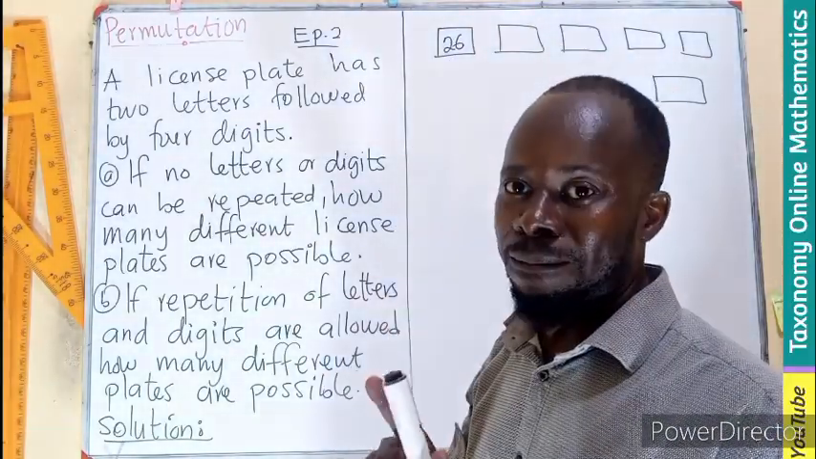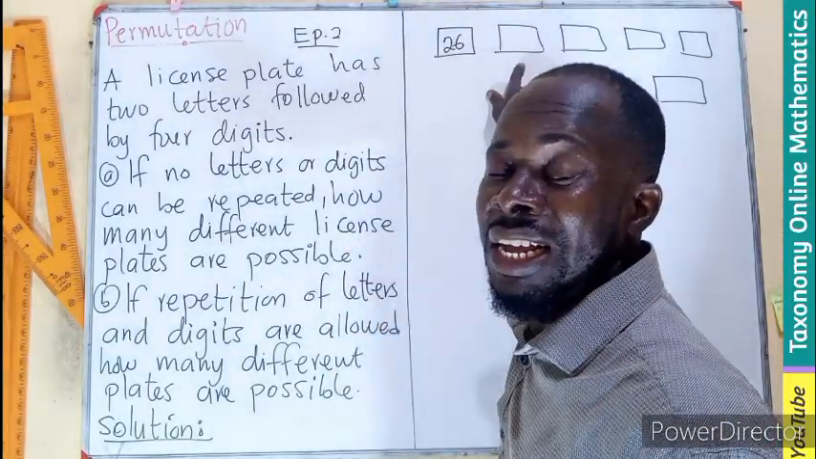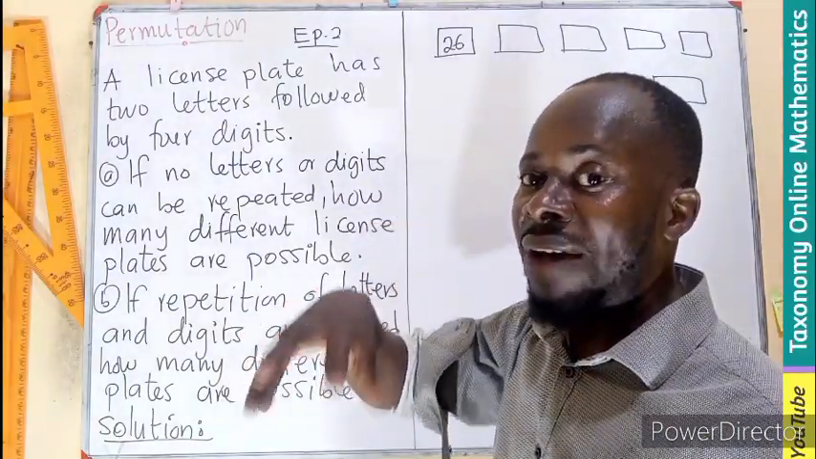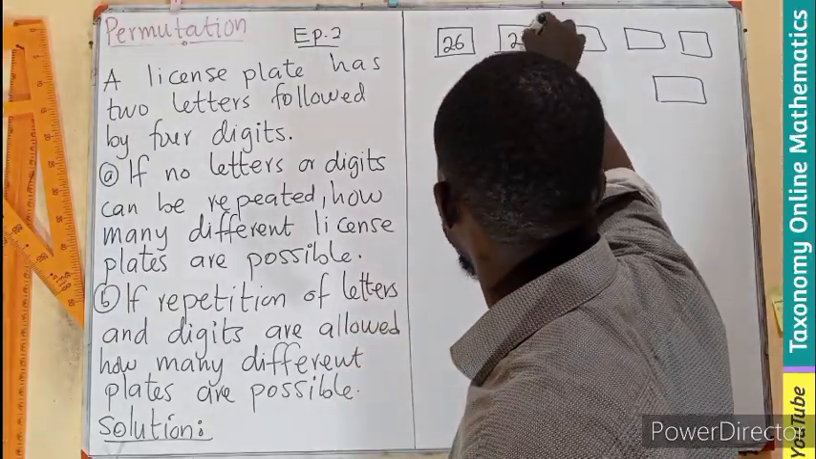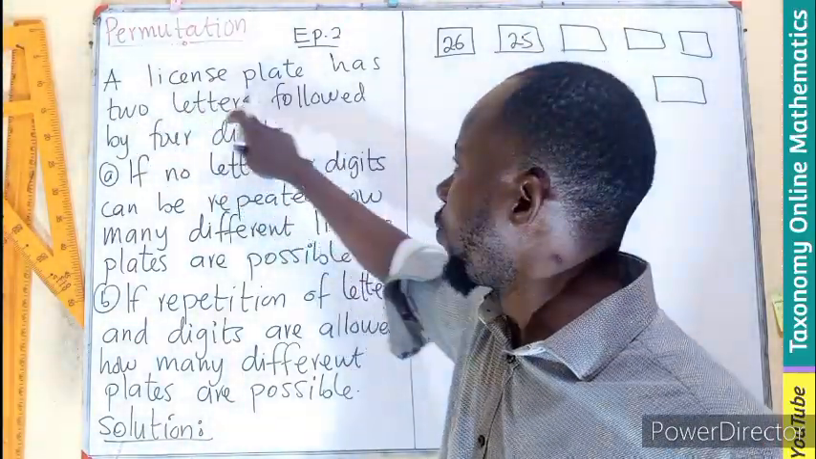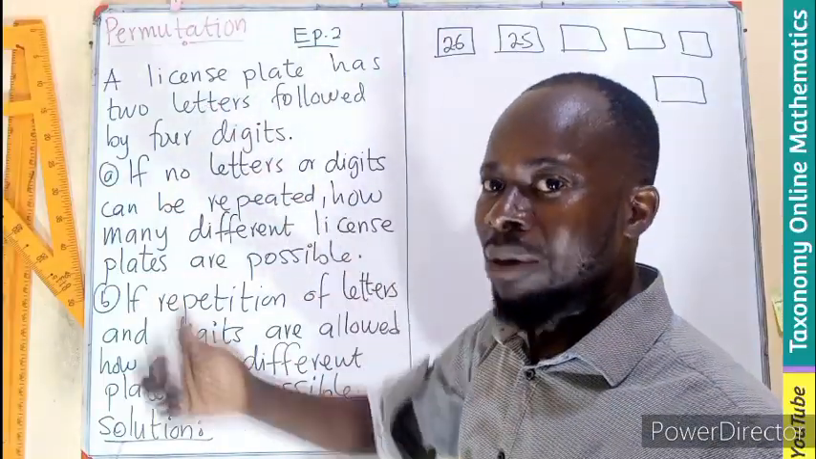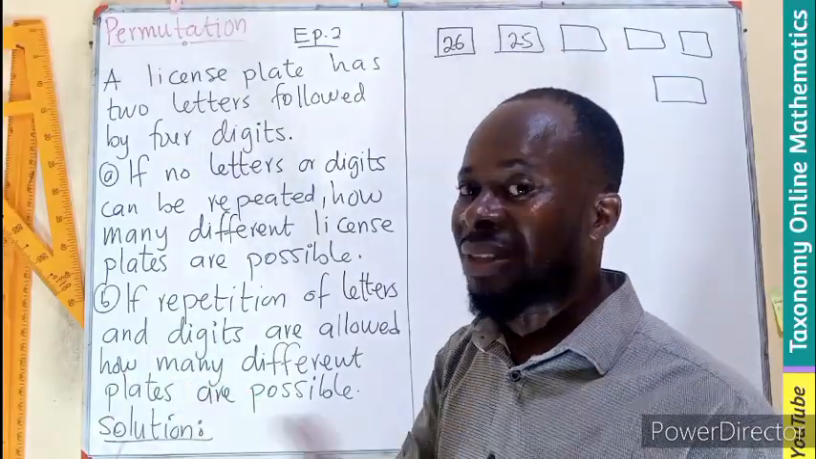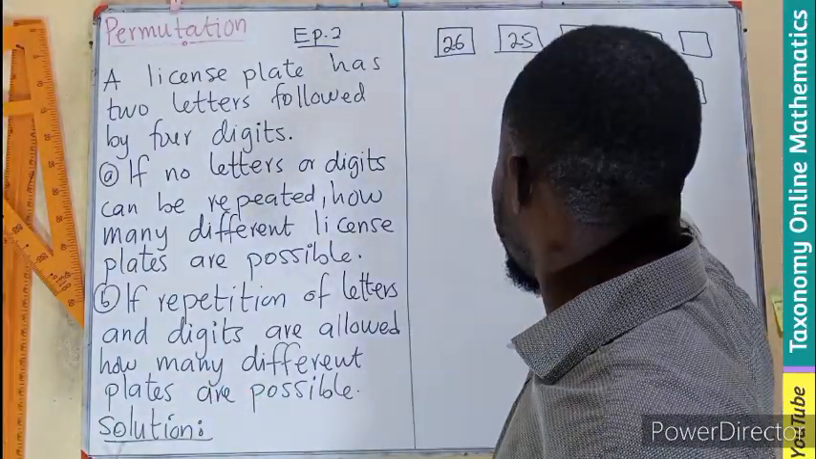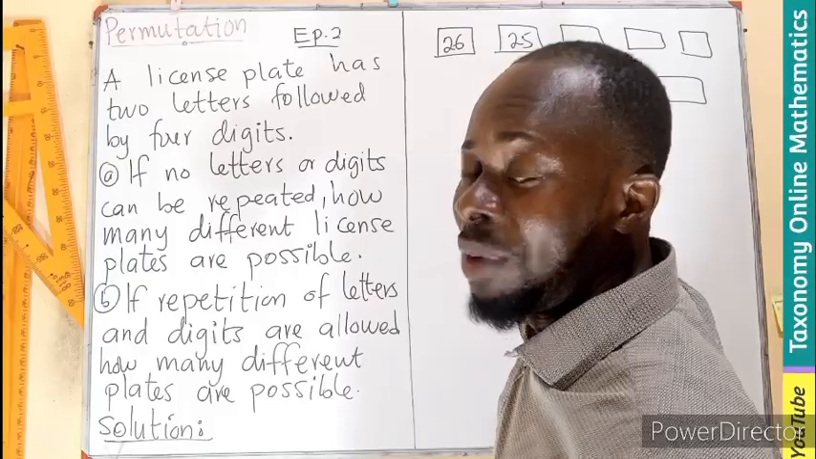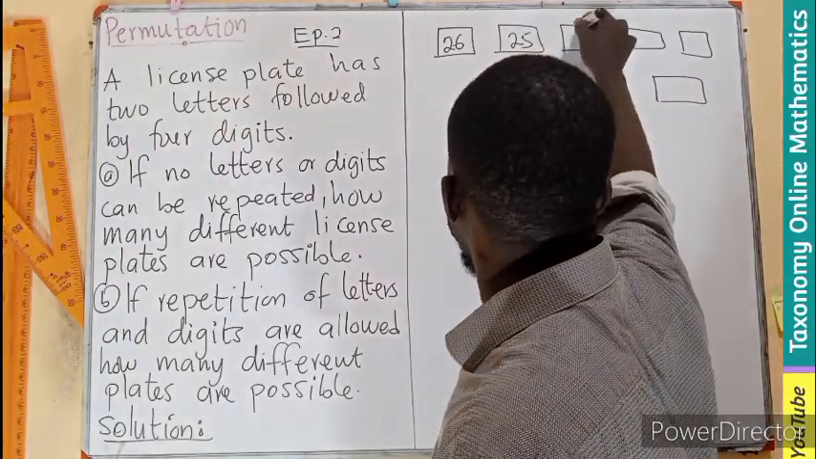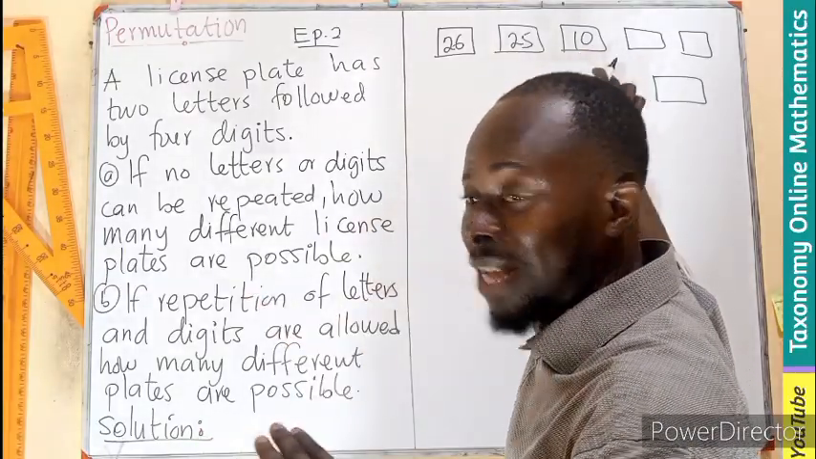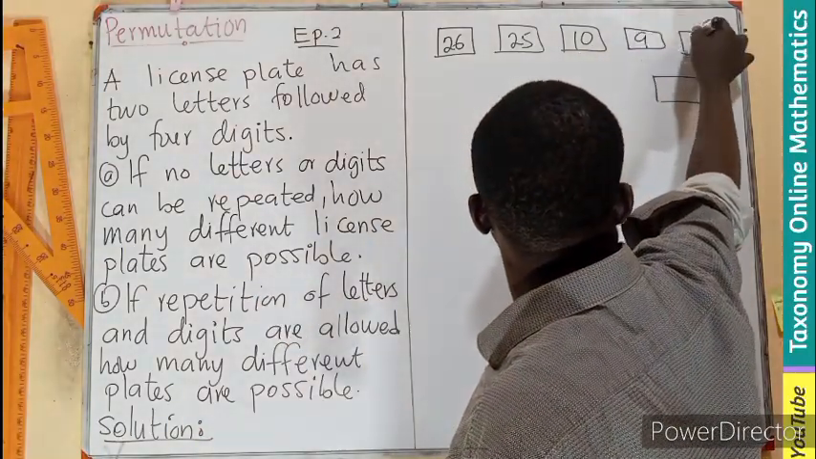When I pick the first letter, then in the second position, the letters will reduce to what? 25. So I'm having a sample of 25 to pick from. So I have 25. So that is all. Two letters followed by four digits, meaning counting numbers. And the digits also have what? 0 to 9. How many possible outcomes? 10, right? So in that 10, for the first place there will be 10 numbers to pick from. So I have 10. I'll be left with what? Only 9 to pick from for the second slot. It will be left with 8, left with what?